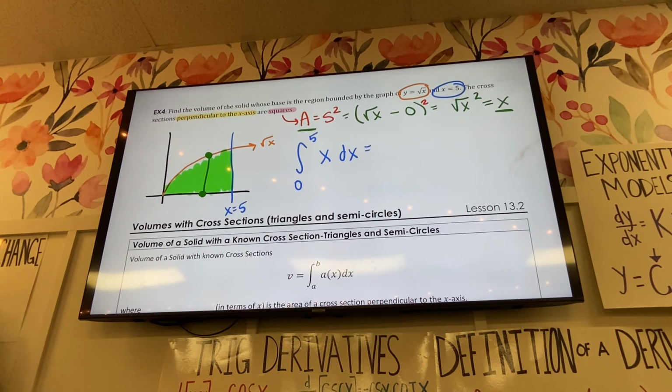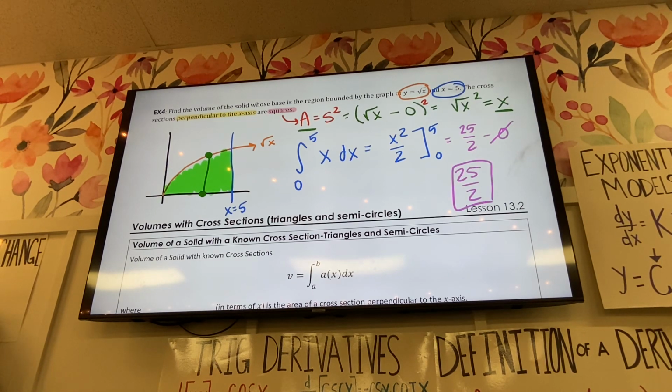What's the integral of x? X squared over 2. And my bounds are going to be from 0 to 5. Which one do you plug in first? So you get 25 halves. 25 halves minus 0, which you don't really need. So your answer is just 25 over 2.